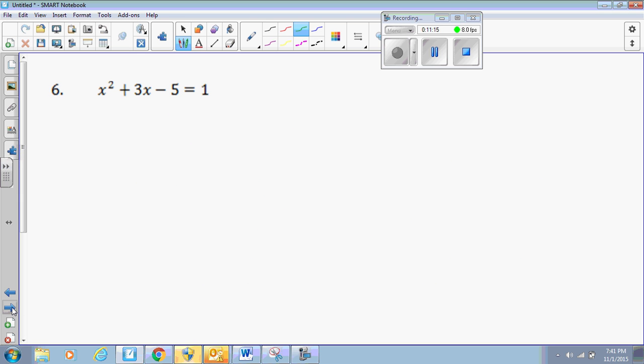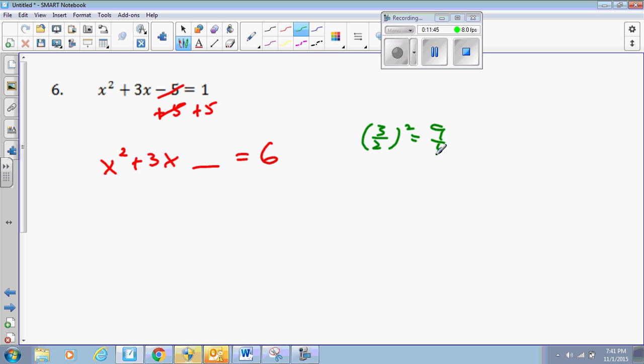All right, number 6. Let's go through the steps for this one. We're going to add 5 to both sides. Left side's going to cancel. I'm going to have x squared plus 3x, leave a space, equals 6. I take half of 3. Half of 3 is 3 over 2, and 3 over 2 squared. So I'm just going to write this. 3 over 2 squared is 9 over 4. So that's going to be plus 9 over 4 here, and plus 9 over 4 here.